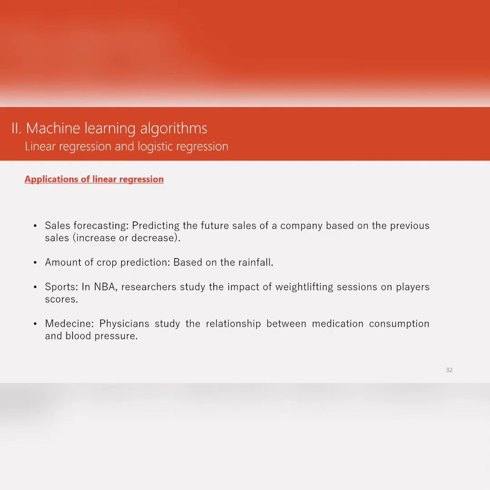Linear regression has also been applied to many areas, for example, sales forecasting, to predict whether the sales are going to increase or decrease in the future based on historical data. It is also used to study the effect of water on the amount of crop, in sports to understand the correlation between weightlifting and player scores in the NBA, and finally, in medicine, to study the relationship between medication consumption and blood pressure.